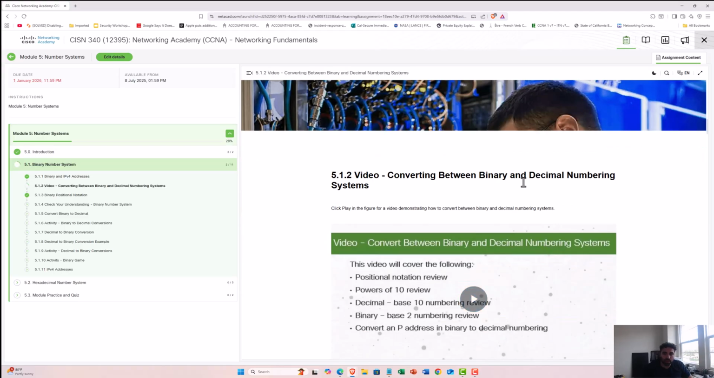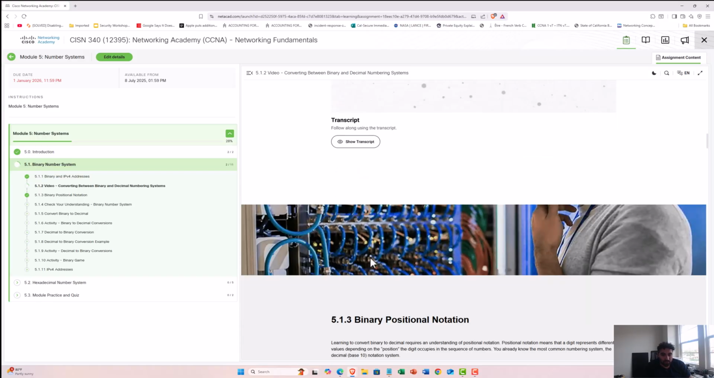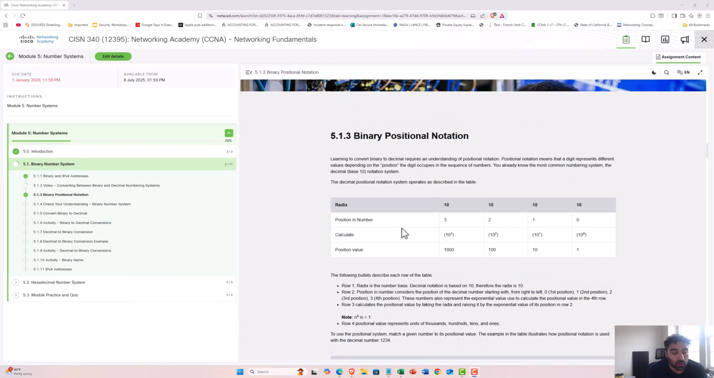So, converting between binary and decimal numbers: there's a video if anyone wants to watch it, feel free to, but I'm just going to continue to discuss. Now, binary and positional notation. Something that we really need to understand is that in binary, the position of the bit is really important. Whether that specific digit is a 0 or a 1, depending on its location and position in that stream of data, it's going to change the value of that digit.